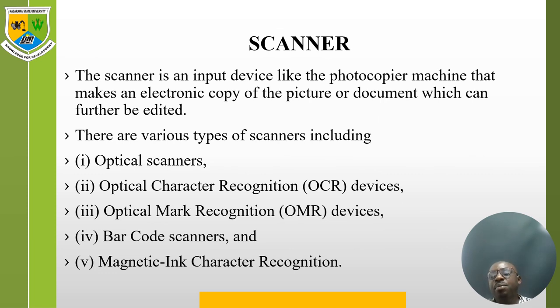We have the scanner. Some of you don't know what the scanner is. The scanner is a kind of electronic device that works with the aid of the computer to help you scan documents to keep the original face of a document. It helps you to scan. Okay? There are various types of scanners, including optical scanners, optical character recognition, optical mark recognition, barcode scanners, magnetic ink character recognition.